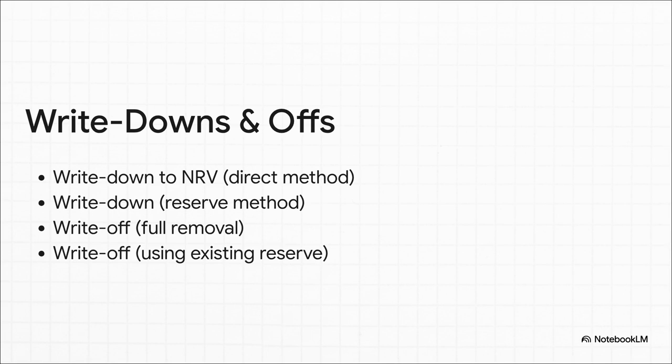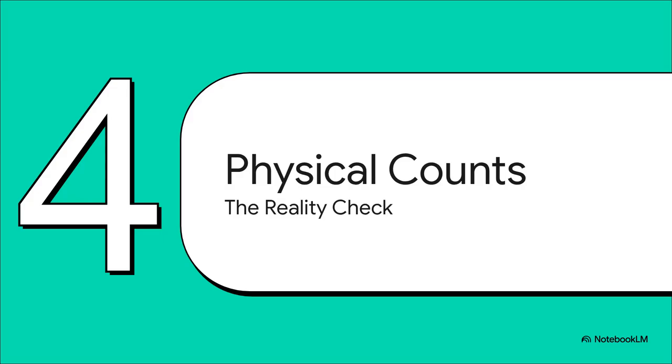If inventory just loses some value, you smoothly adjust your assets with a write-down, either directly to net realizable value or via a reserve method if you anticipate regular losses. But if a product is entirely ruined, you have to perform a full write-off, totally removing its value from the books. And that brings us to Section 4, Physical Counts and Investigations, the ultimate reality check.